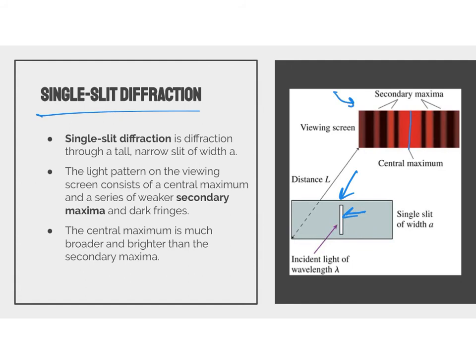We have this thick, wide central maximum. Then we get these secondary bands that spread away, right? And we still get this area of blackness, this area of destructive interference. So we get very strong evidence that light is acting like a wave because of this single slit diffraction.